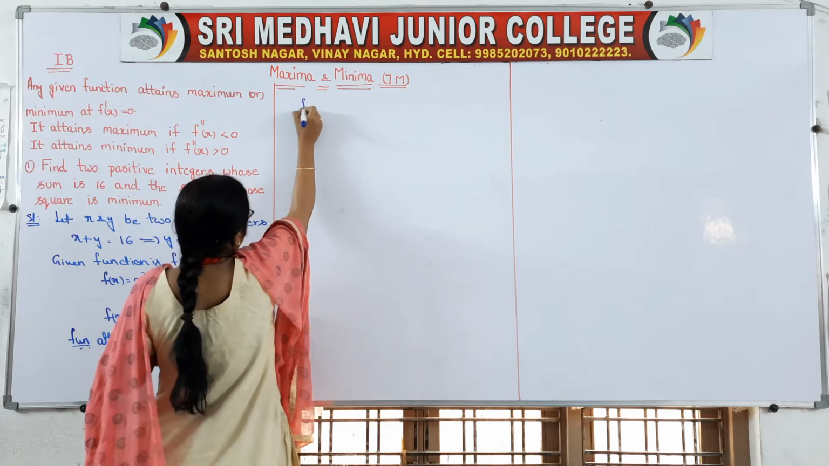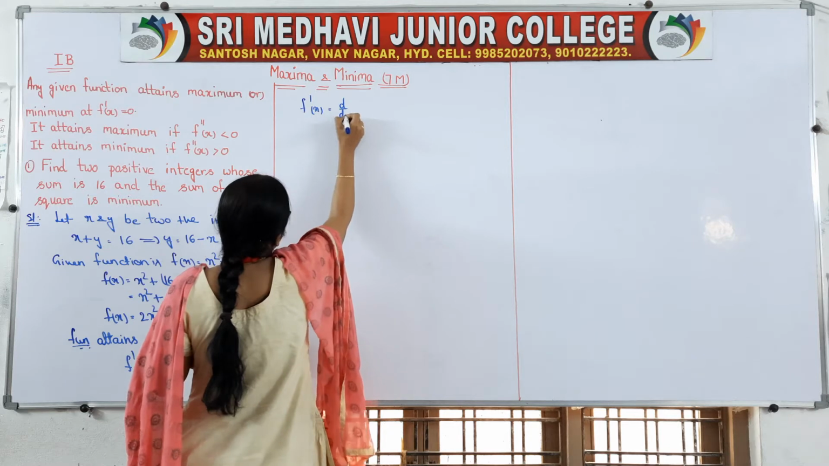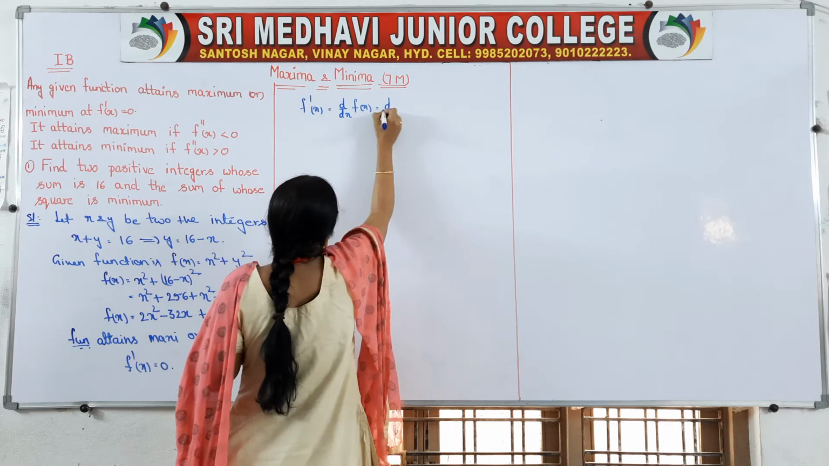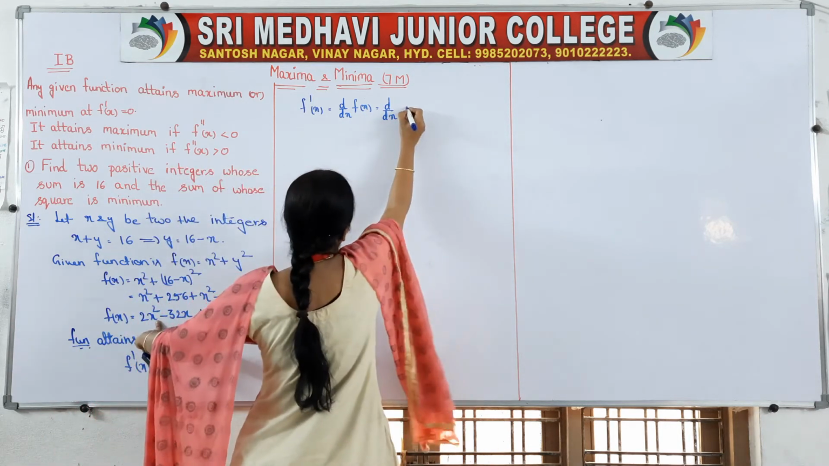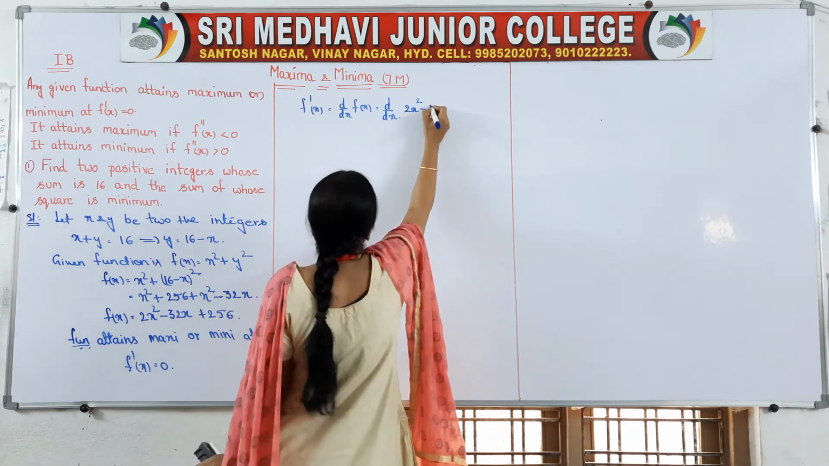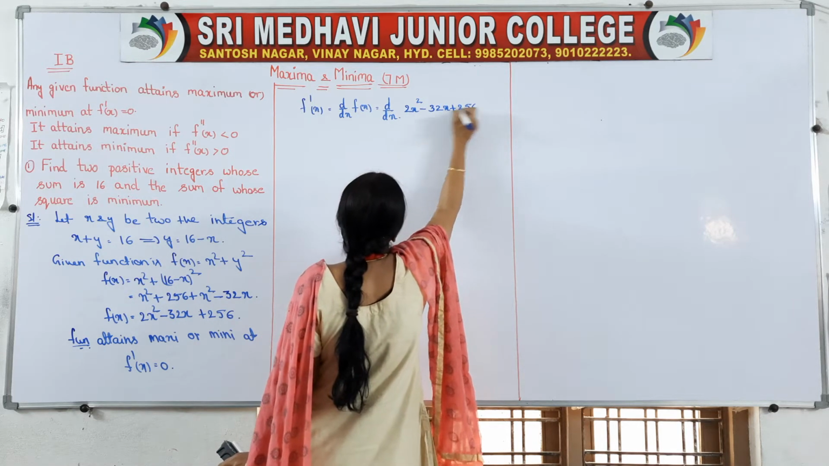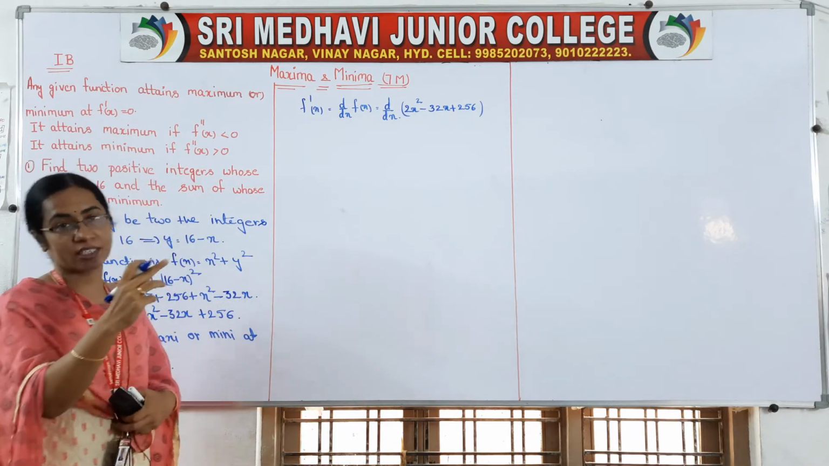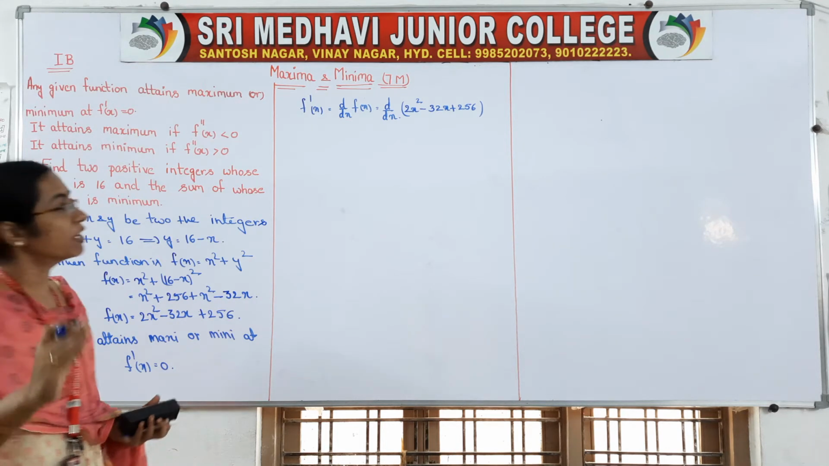So find out f dash x. What is the meaning of f dash x? d by dx of f of x. What is your f of x? It is 2x square minus 32x plus 256 is your f of x. So d by dx of this means we have to take the plus and minus separated derivatives.